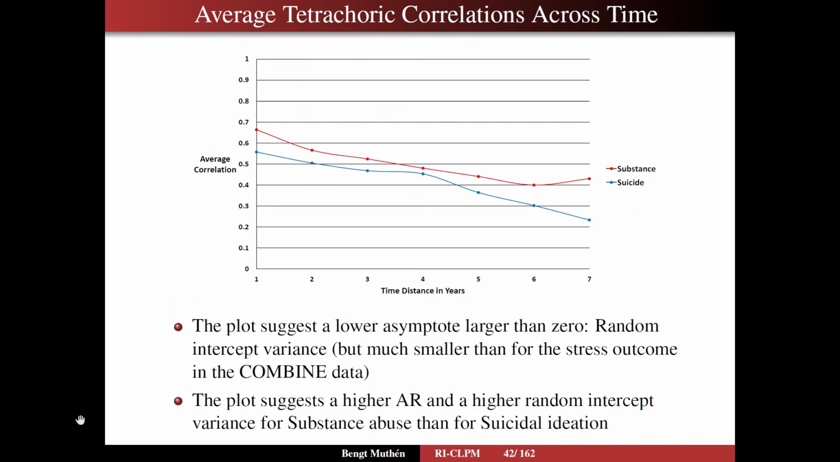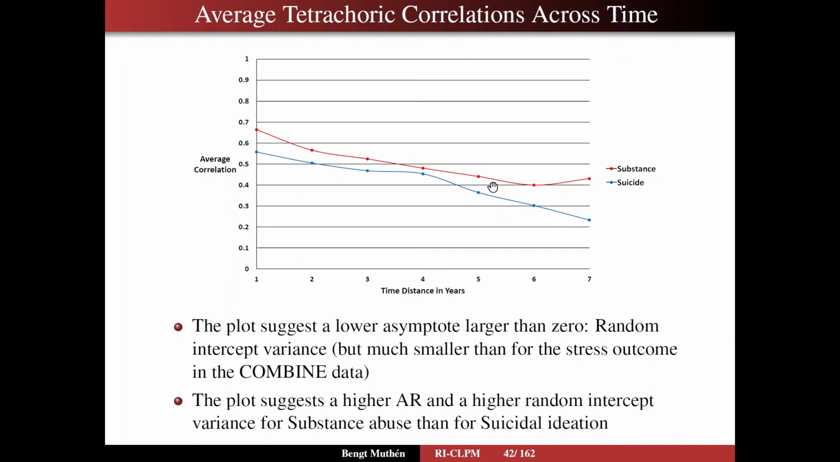Now, what about the observed average sample correlations across time? What do they look like? We can sort of infer what the RI-CLPM estimates might be, or the magnitude of them. So we have here on the x-axis again time distance in years. We have 8 years, so the first time distance is 1, and then it goes up to 7. So we see then that the red curve is for substance use, and it's higher than the other curve for suicidal ideation.